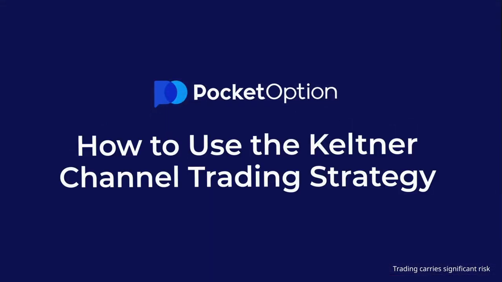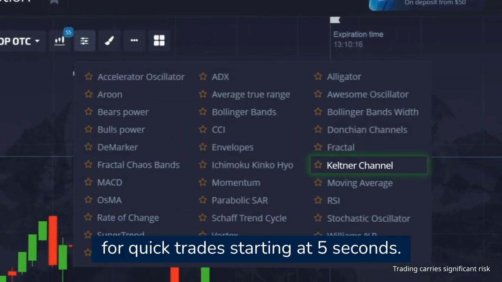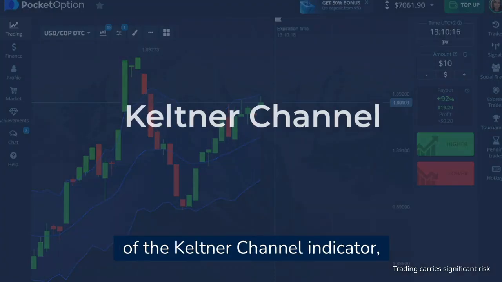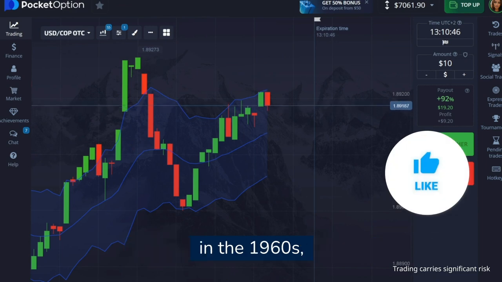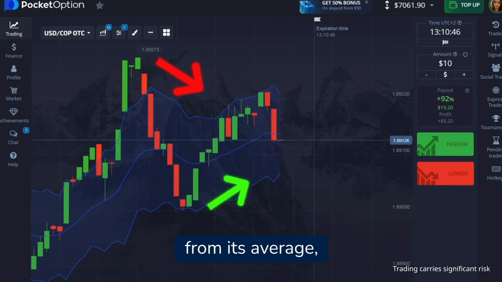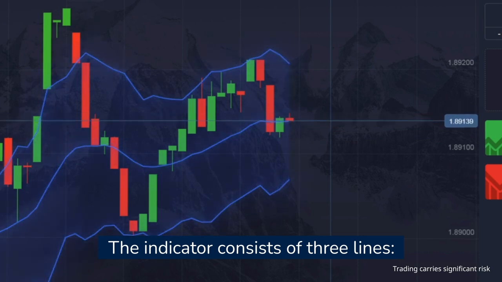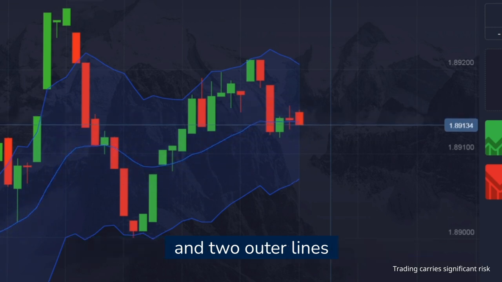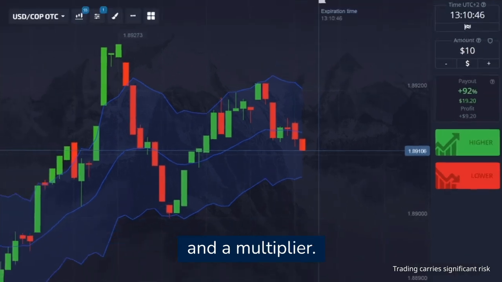How to use the Keltner Channel trading strategy. Today, we will show you how to use the Keltner Channel strategy for quick trades starting at 5 seconds. This is a strategy based on the use of the Keltner Channel indicator, developed by Chester Keltner in the 1960s, which helps traders identify when an asset's price deviates from its average, which can signal a possible trend reversal. The indicator consists of 3 lines: a middle line based on the exponential moving average, EMA, and 2 outer lines that are created using the ATR, average true range, indicator, and a multiplier.